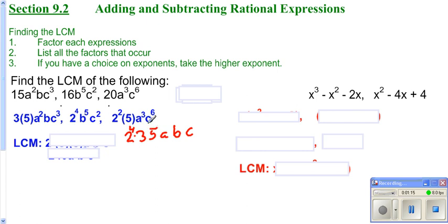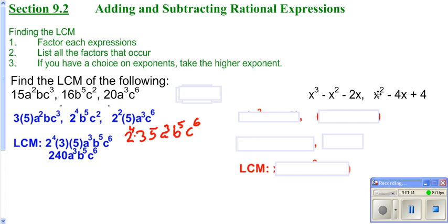And then you take a look at a's. You could have an a cubed, or you could have an a squared. You always got to take the higher exponent. Then taking a look at your b's, b to the 5th or b to the 1st, you always take the highest exponent. And same thing with the c's, taking the higher exponent. And so this is what you get. And then you want to go ahead and work out the numbers in front. You get 240 a cubed, b to the 5th, c to the 6th.